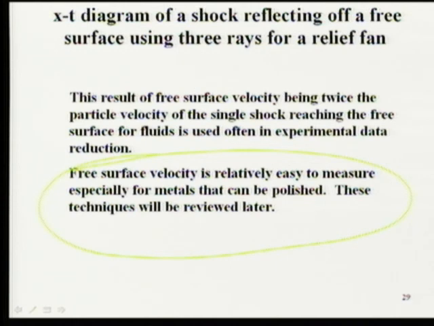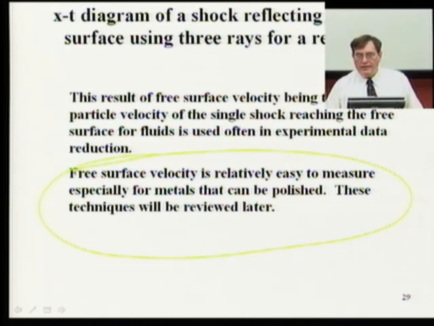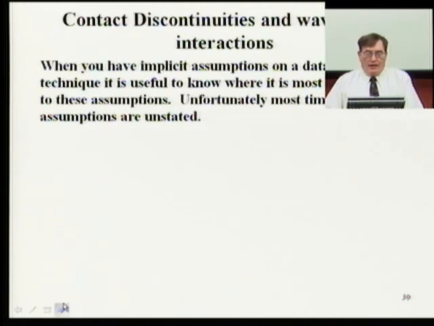Most of the early work was done with measuring free surface velocities on metals, and that's because all their work was done with explosive drivers, so they were in the hundreds of kilobars. It's where strength did not really come into it. There was no issue because the errors were so small for using this approximation that free surface velocity is twice the particle velocity behind the shock reaching that surface. So, okay.